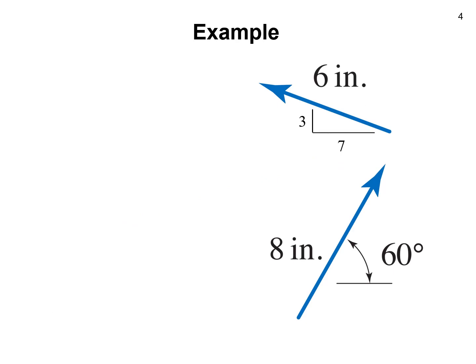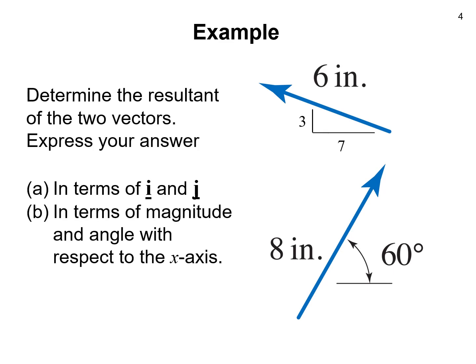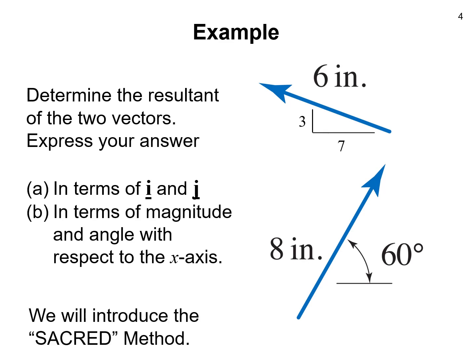So here's an example. Let's suppose I gave you a vector which has a length of 6 inches, and it's given by slope information of 3 to 7, and I give you another vector which has a length of 8 inches, and it's given by an angle of 60 degrees relative to a horizontal axis. Okay, we want to figure out what would be the resultant of these 2 vectors expressed in i and j form, and then in terms of magnitude and angle relative to the x-axis. So let's see what we do.